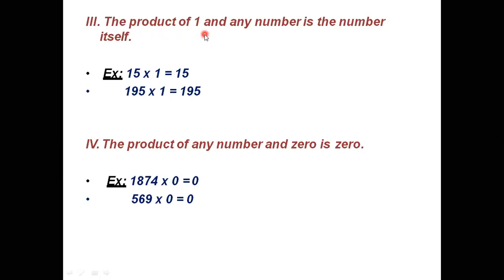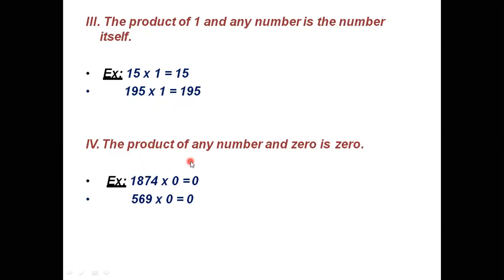The product of 1 and any number is the number itself. So any number, if you multiply with 1, you will get the same number itself. Suppose, for example, 15 into 1 is 15. 195 into 1 is 195. Any number, if you multiply with 1, you will get the same number only.